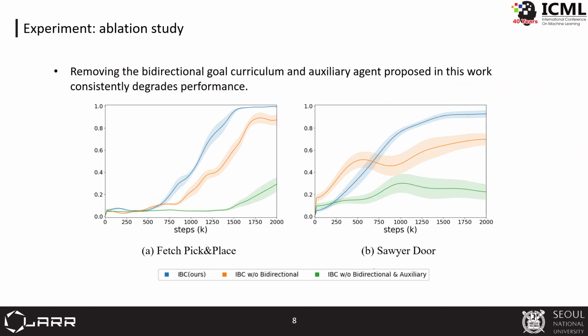We also conducted an ablation study and note that removing the bidirectional goal curriculum and auxiliary agent proposed in this work degrades performance.